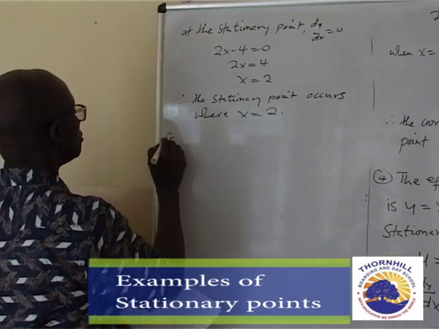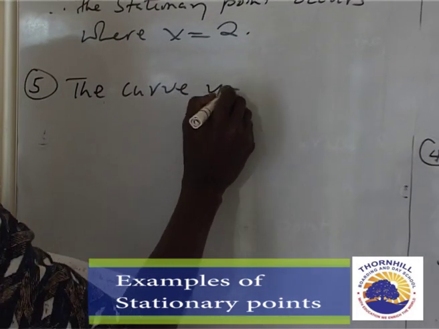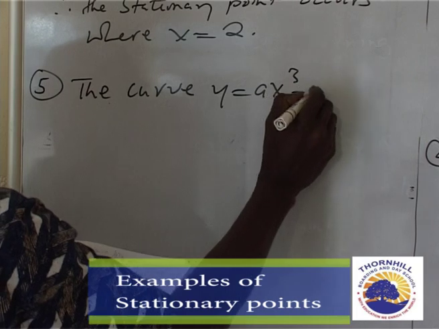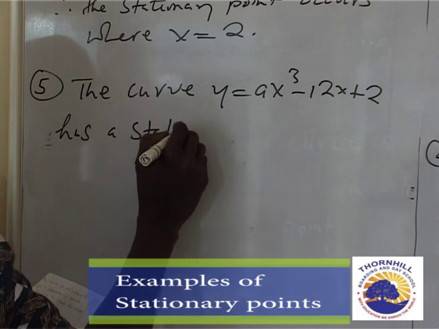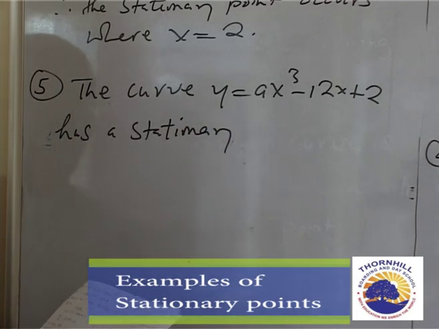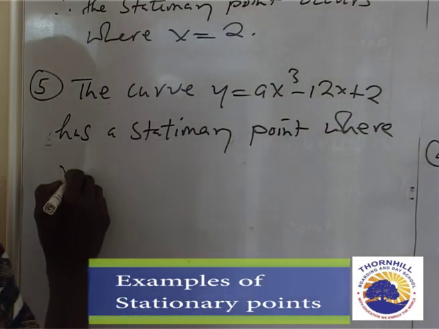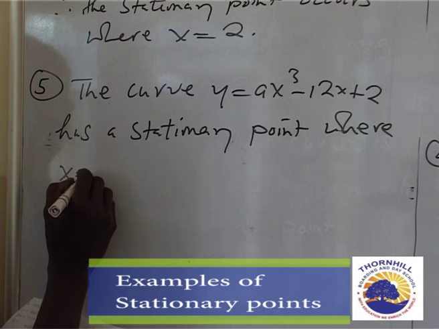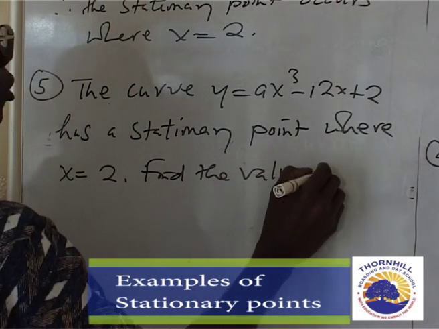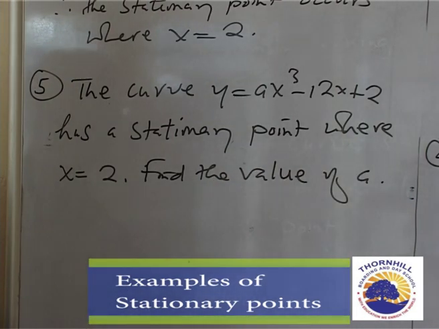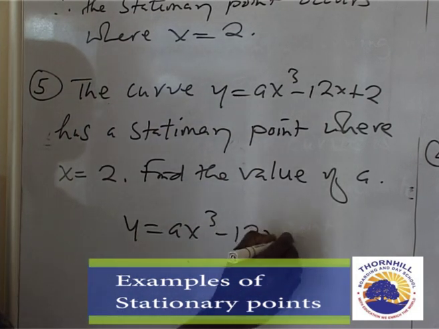The last example: the curve y is equal to ax cubed minus 12x plus 2 has a stationary point where x is equal to 2. Find the value of a. So we are given the equation of the curve, y is equal to ax cubed minus 12x plus 2.